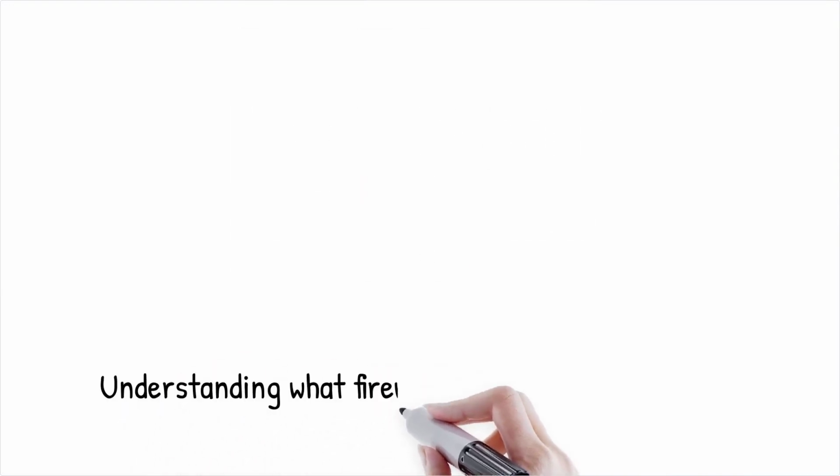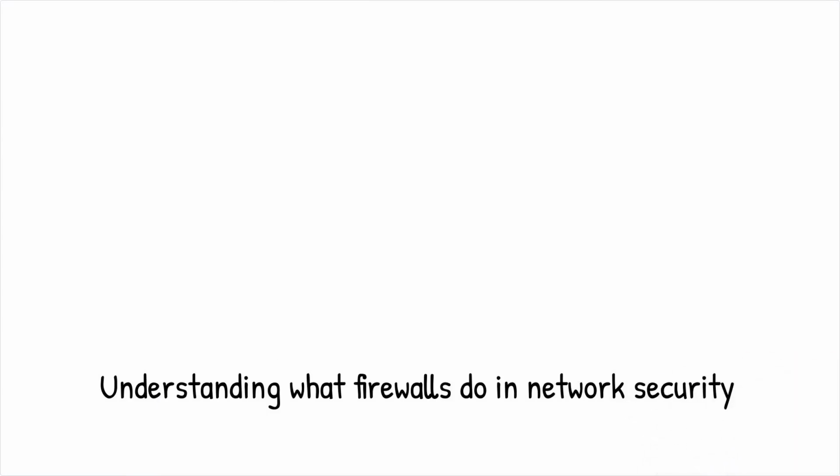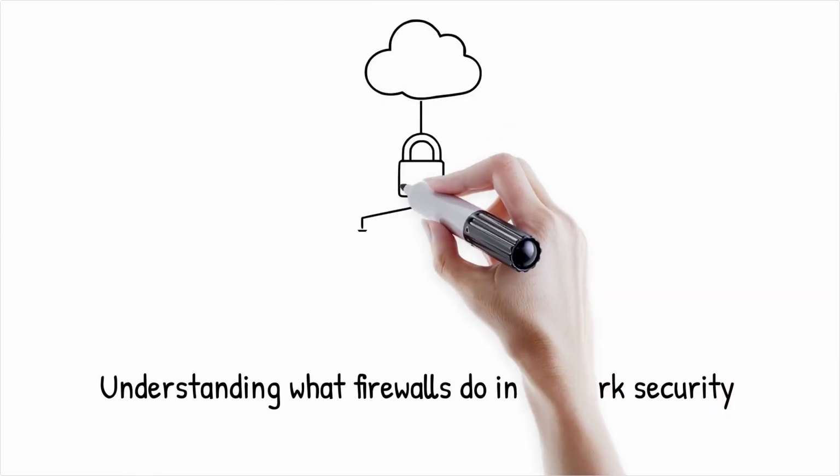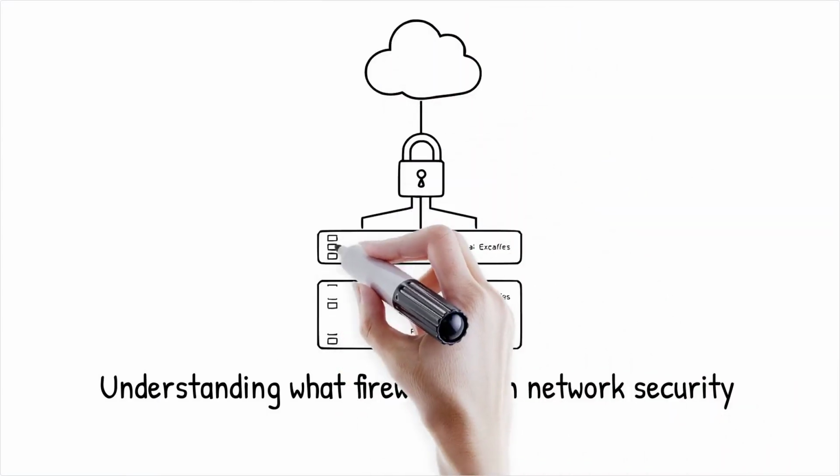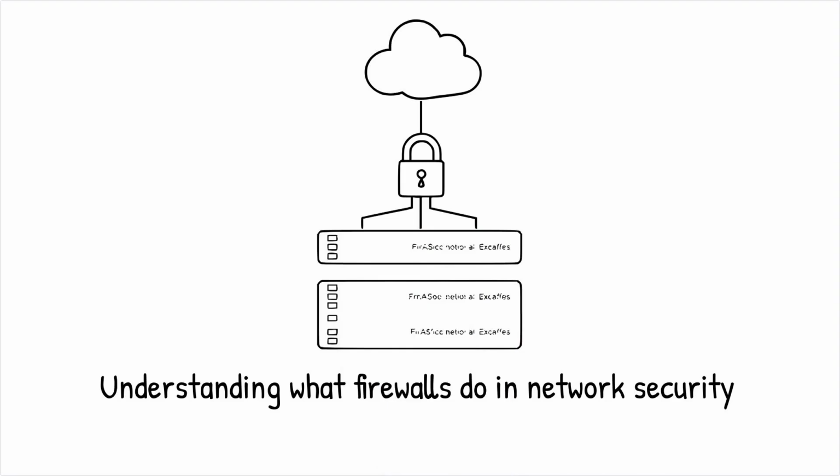First, a quick refresher on what firewalls do. Essentially, they monitor and control incoming and outgoing network traffic based on predetermined security rules. Now, let's dive into the rules.